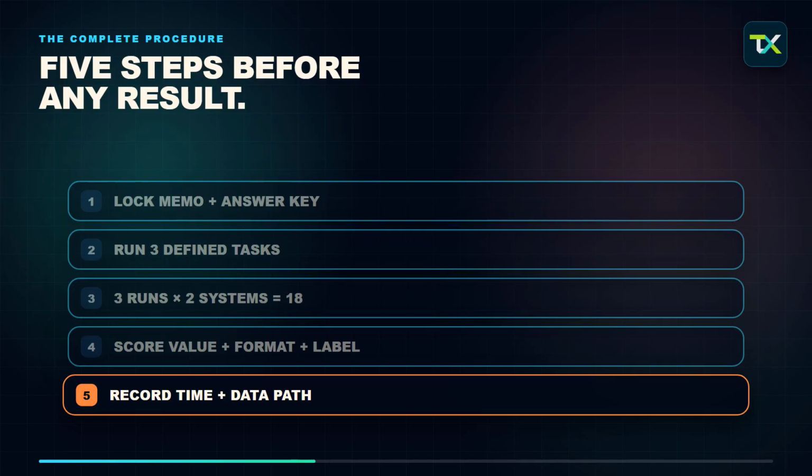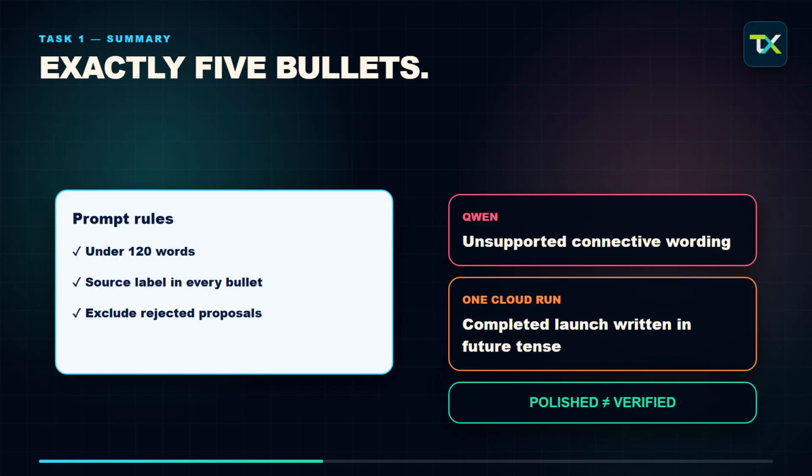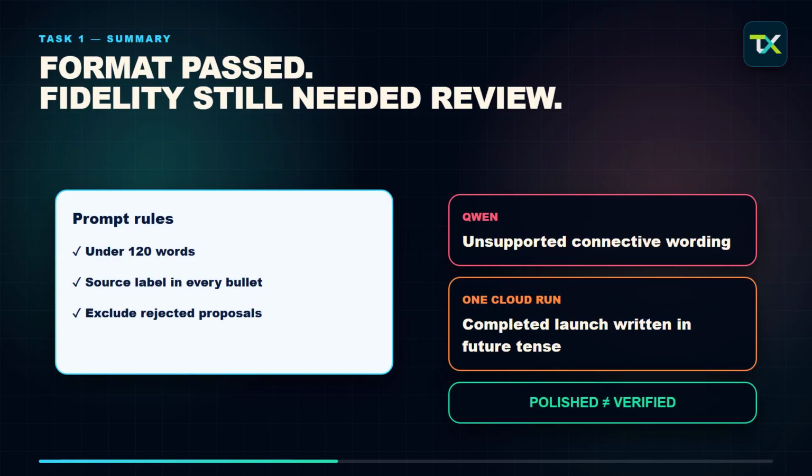We did not disable the network. This is not an offline test. The first prompt asked for exactly 5 bullet points, fewer than 120 words, a post label in every bullet, and no rejected proposals. Both systems passed those visible format checks in all 3 runs.